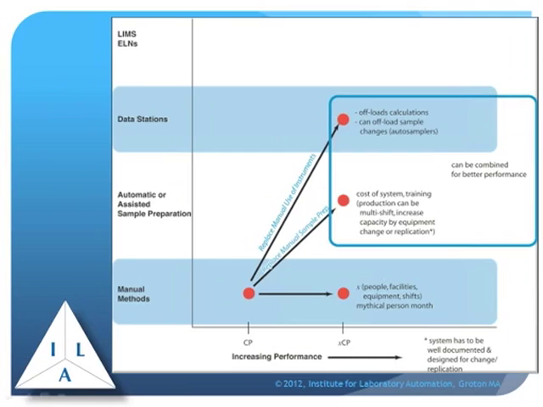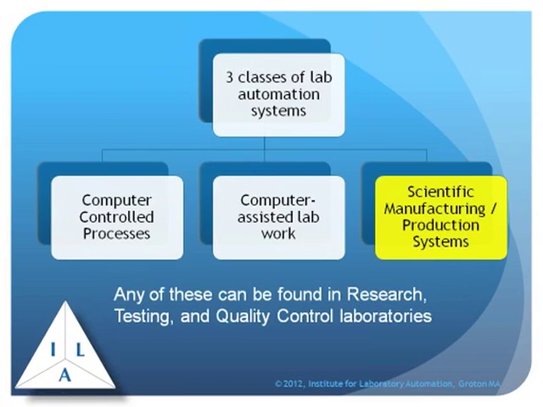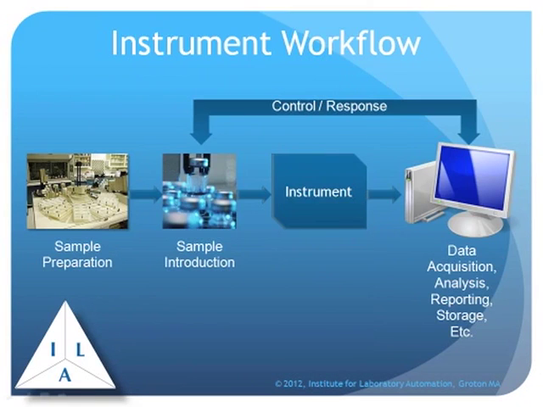We can tie these systems together to get better performance. So the sample tracking system can be tied to the data system, and you wind up almost with an assembly line, everything going from sample preparation through the analysis of the completed results. And that's what we're talking about when we look at the scientific manufacturing and production systems, where you're doing all of the work that needs to get done and loading it all into the final analysis system.